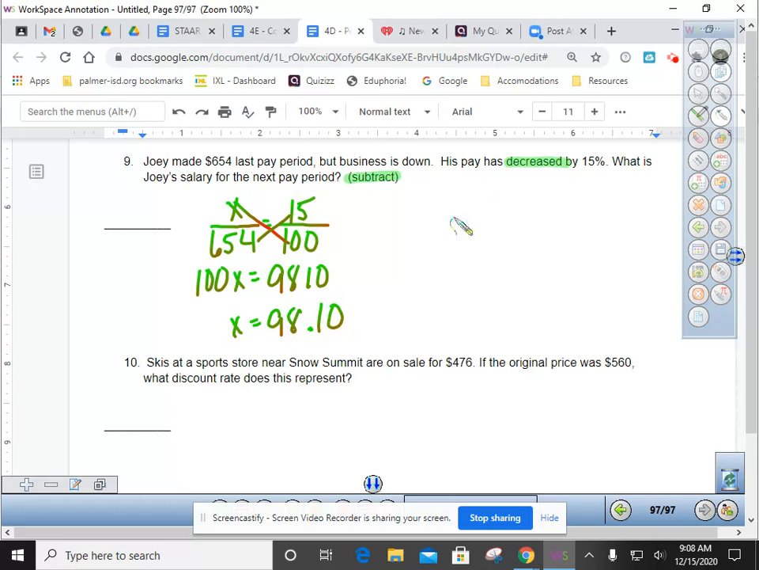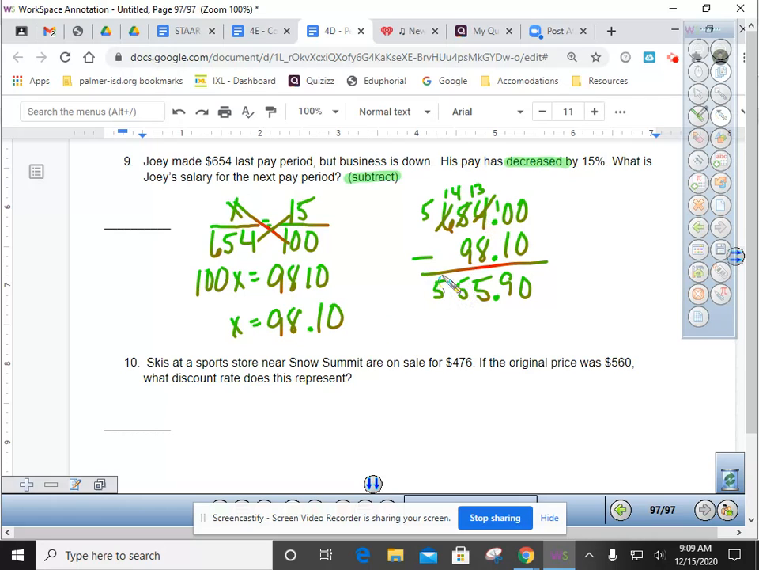Yes, ma'am. And then we take 654 and do what with that? Subtract it, or subtract $98.10 from that. That's right. And since it's money, I'm going to go ahead and put those zeros in there. Did you get 555.90? Yes, ma'am, I did.